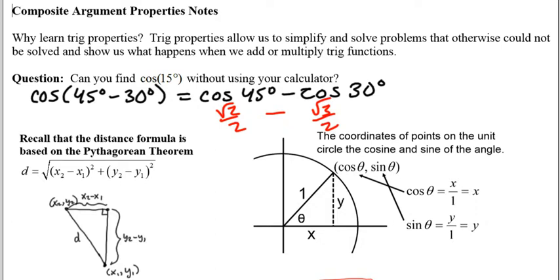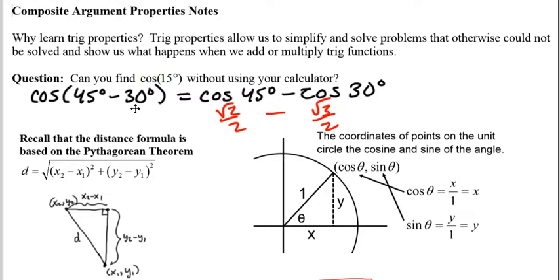First of all, could I find this question here? Could I find cosine of 15 degrees without using my calculator? Well, I would need to use special angles that I knew without having to use the calculator, and I could possibly use angles 45 and 30. And so the question is, is cosine of 45 degrees minus 30 degrees equal to cosine of 45 minus cosine of 30? So is the cosine of the quantity equal to the difference of the two cosines?